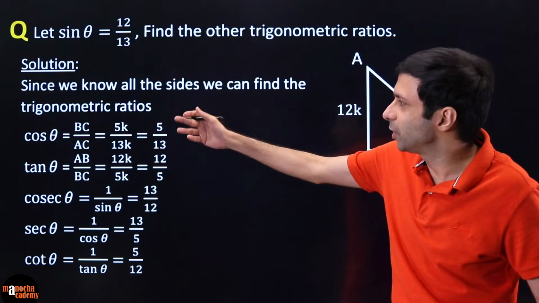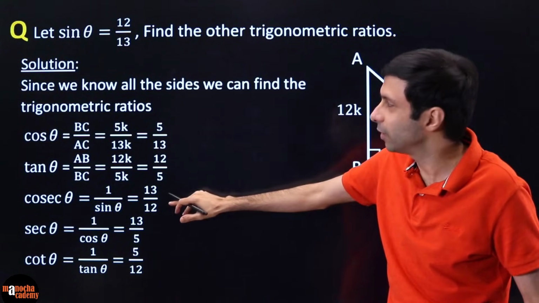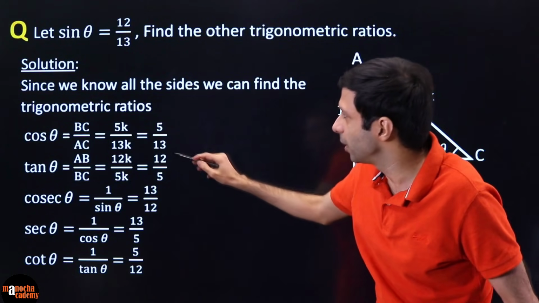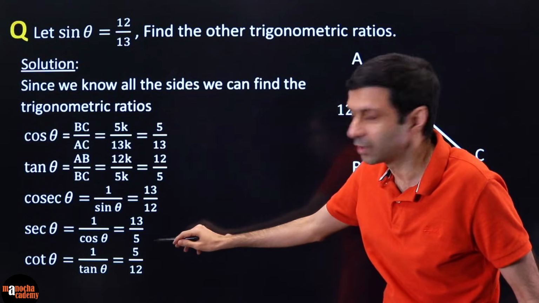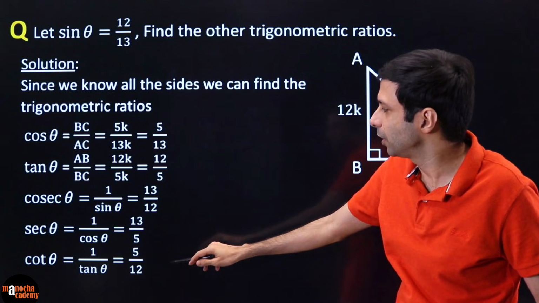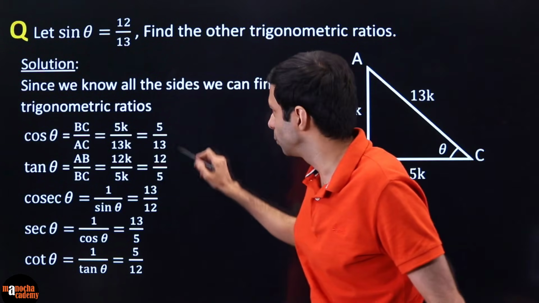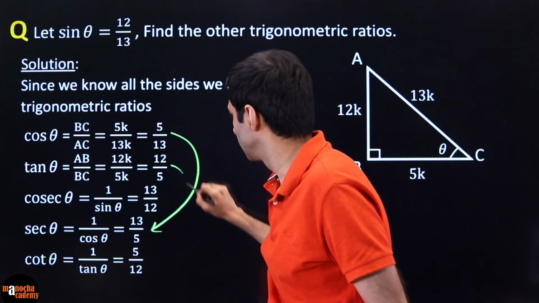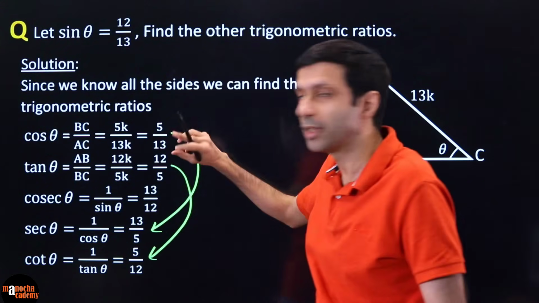Cosec theta is simply the reciprocal of sine theta. So it's going to be 13 by 12. See, reciprocal. Sec theta will be reciprocal of cos theta. So 5 by 13 is 13 by 5. And cot theta is reciprocal of this, right? So can you see there are simple reciprocals here? Reciprocal means just reverse the fraction.